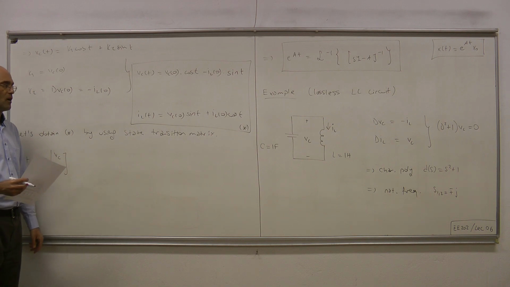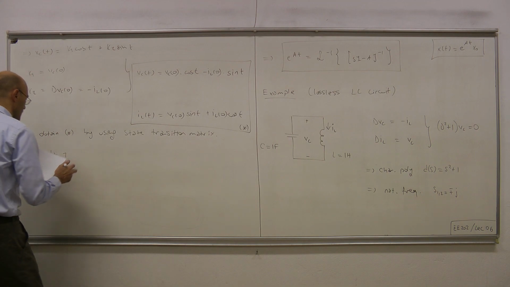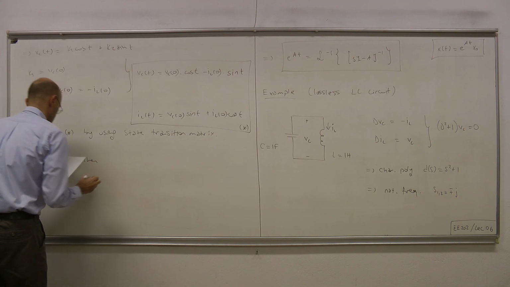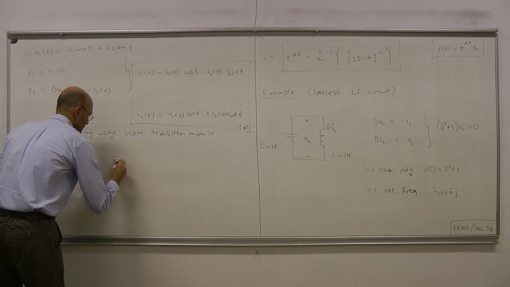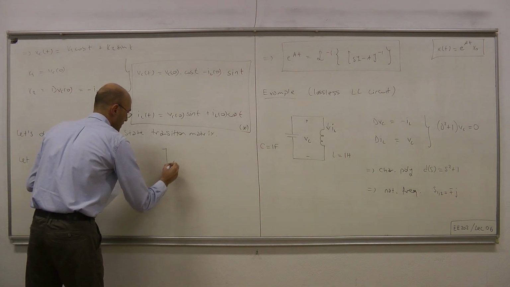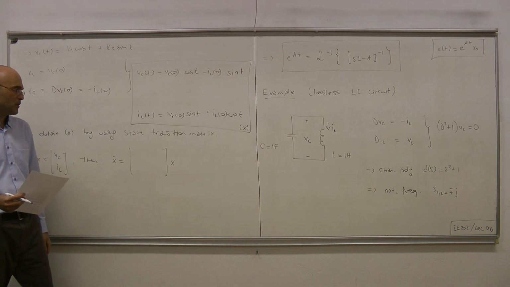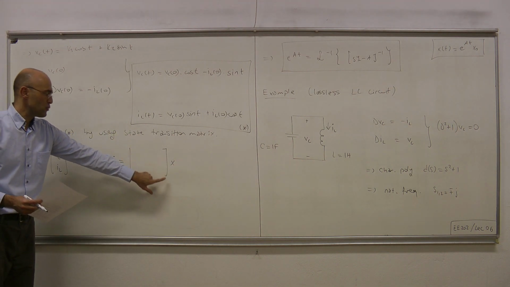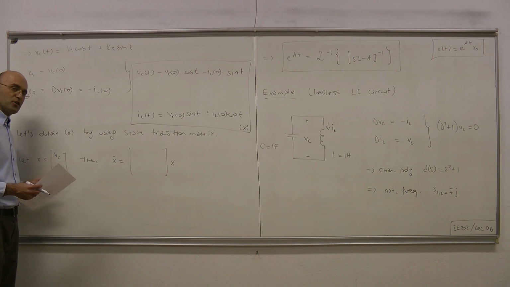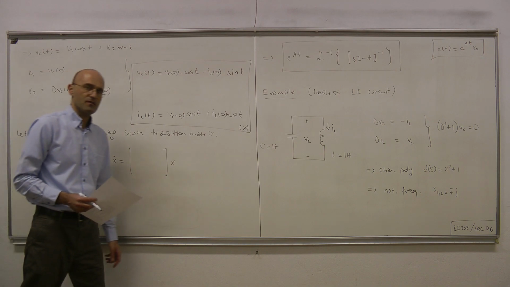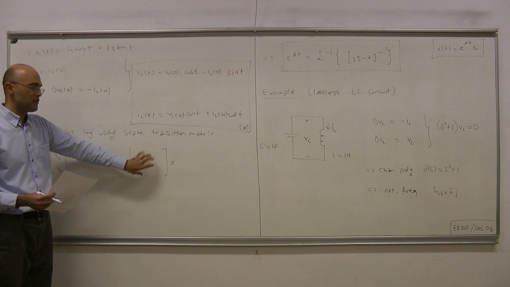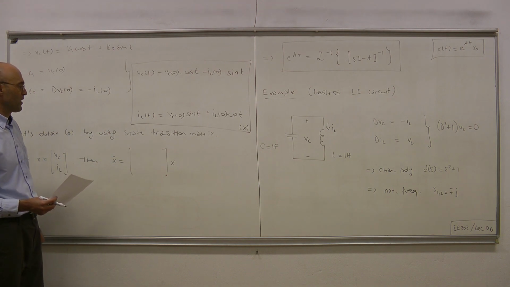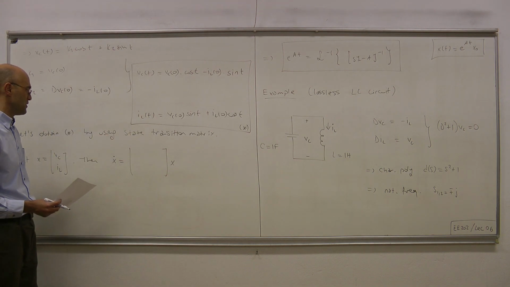So let our state be capacitor voltage and inductor current. Then x dot equals A times x. We don't have an input, therefore we don't have a plus Bw term. So this is a 2 by 2 matrix, because the size of the state is 2. This is a second order system. Let's figure out the entries of that matrix. Entries are already on the board, as we said.